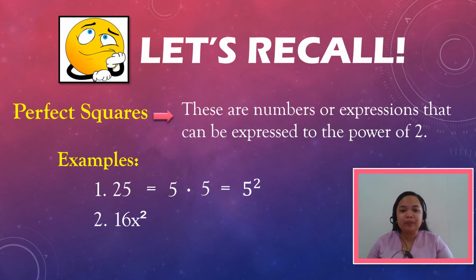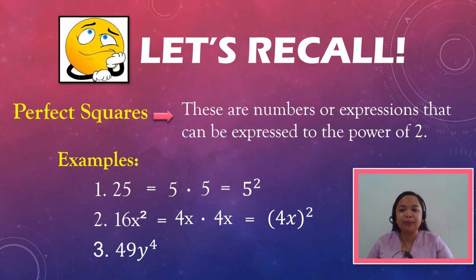Number 2, 16x squared is also a perfect square because we can multiply 4x times 4x. We can rewrite this one as the quantity of 4x raised to 2, which is equal to 16x squared, a perfect square.